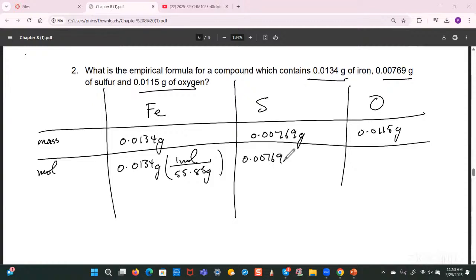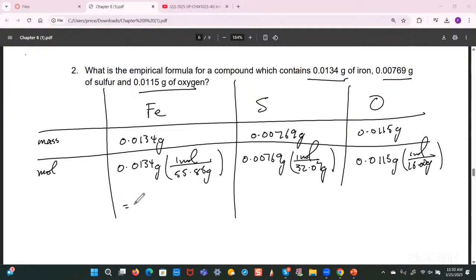And in the case of sulfur, you do the same thing: 0.00769 grams multiplied by 1 mole over the molar mass of sulfur, which is 32.07. And then in the case of oxygen, it's 0.0115 grams multiplied by 1 mole over 16.00 grams.